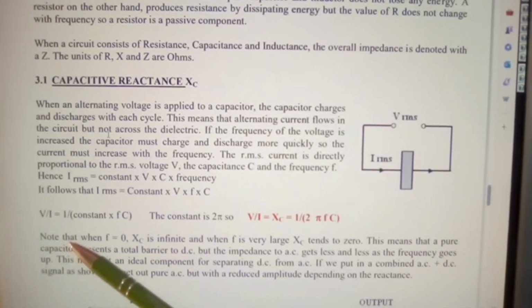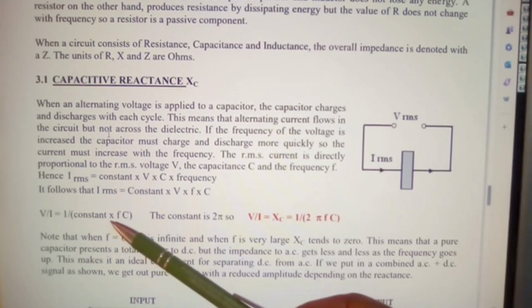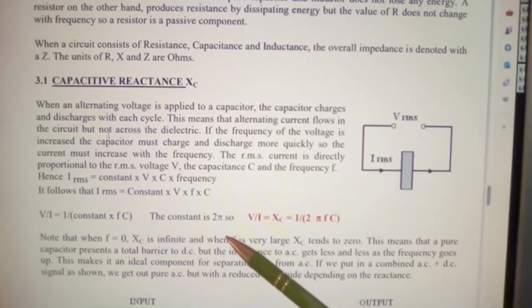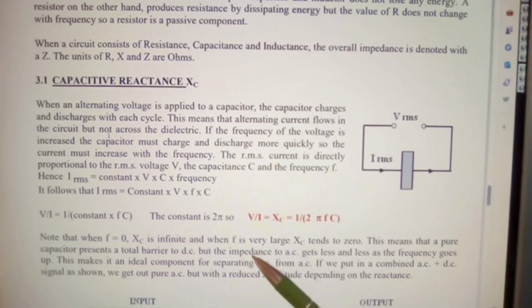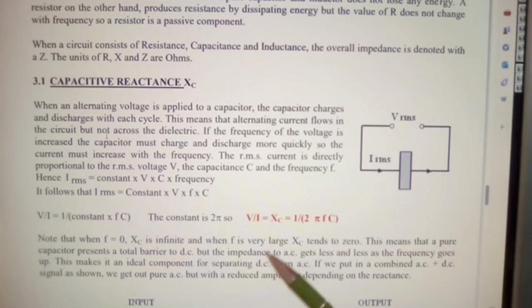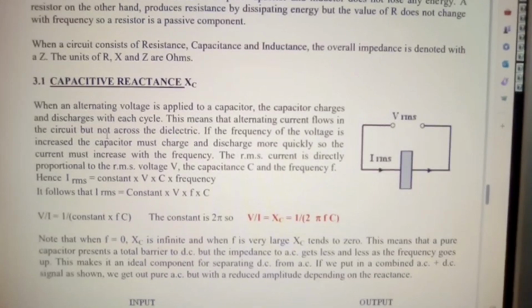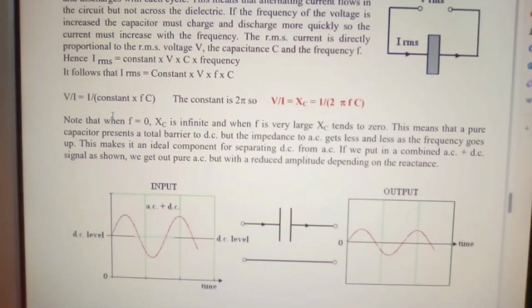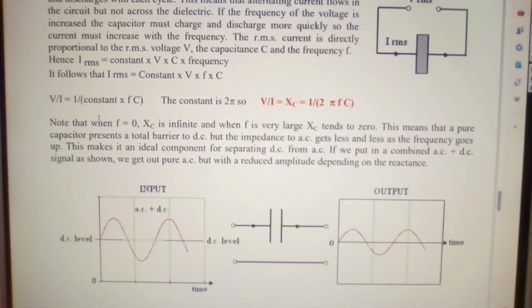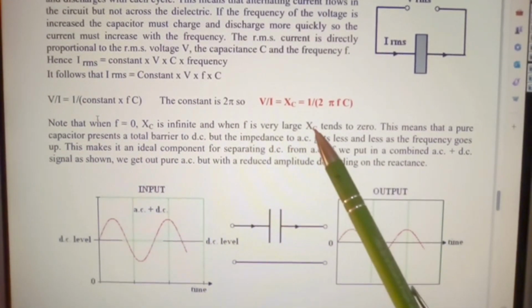Now, in this formula here, the constant is 2 pi, so putting V over I equals XC equals 1 over 2 pi FC. Now, note that when F equals 0, XC is infinite, and when F is very large, XC tends to 0.